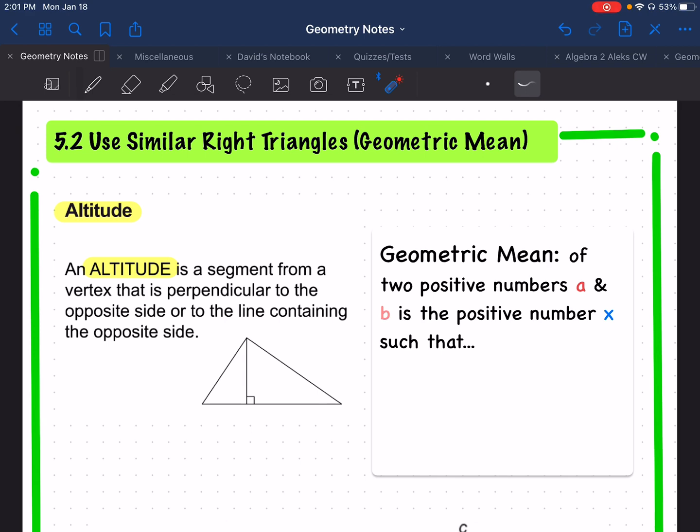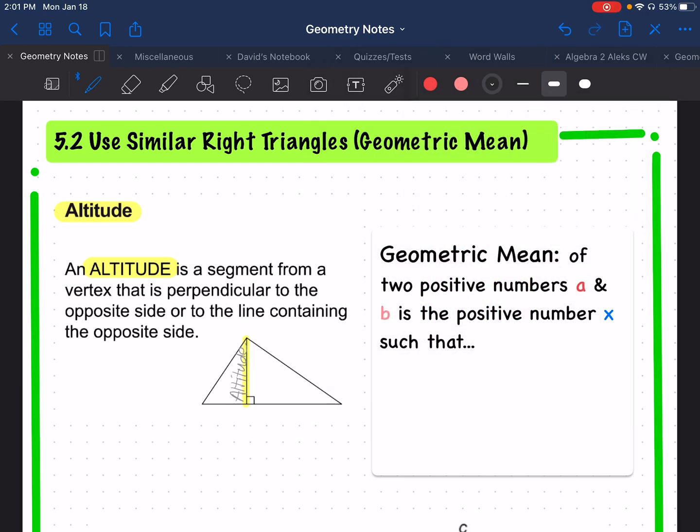That just means it could be outside the triangle. But for what you're going to see in today's lesson, this will be what your altitude will look like. And you're just going to have to be able to identify the altitude. That's the first thing you're going to do in today's lesson. Be able to identify the altitude. I will be highlighting it with yellow today every time that we see it.